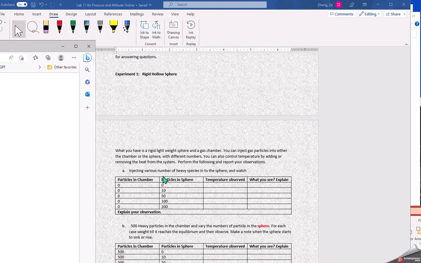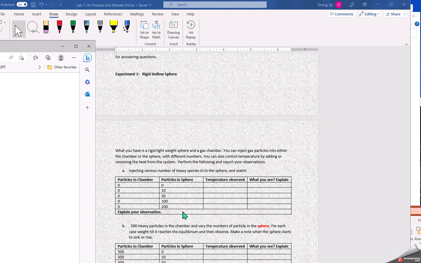Then you will do the first experiment: inject something into the sphere, but nothing in the chamber, and vary it, and you just observe. The good thing is that this one is easy, and you just have to observe. Of course, be diligent and do all the experiments. This is what I choose. You can choose differently, as long as you think it's interesting. And so I choose different numbers of particles and observe at different temperatures, and what you see.